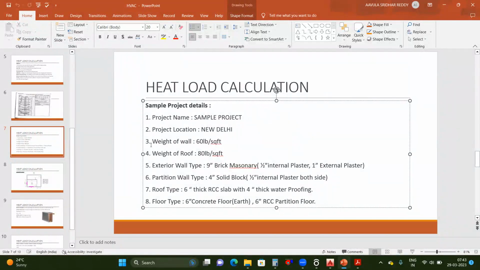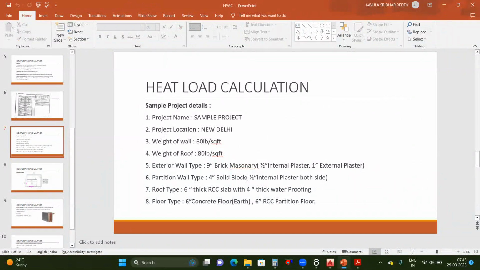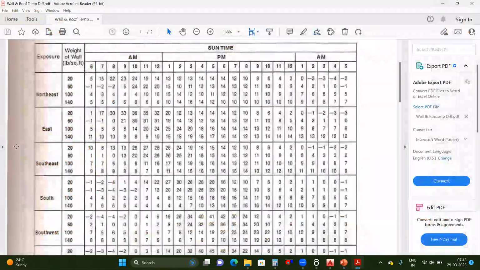Or else, if we require an exact value, we can contact the architect. They are responsible for the construction of the building, so they will give the exact value of the weight of the wall and roof. Okay, so in our situation, that is 60 lb per square feet, so we'll select 60 lb per square feet at south. So this is the 60 and the south. So these many values we have.